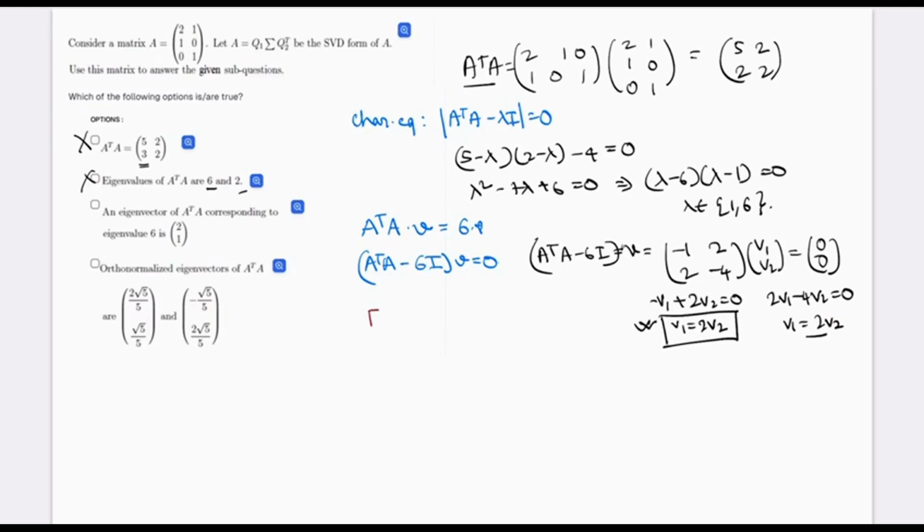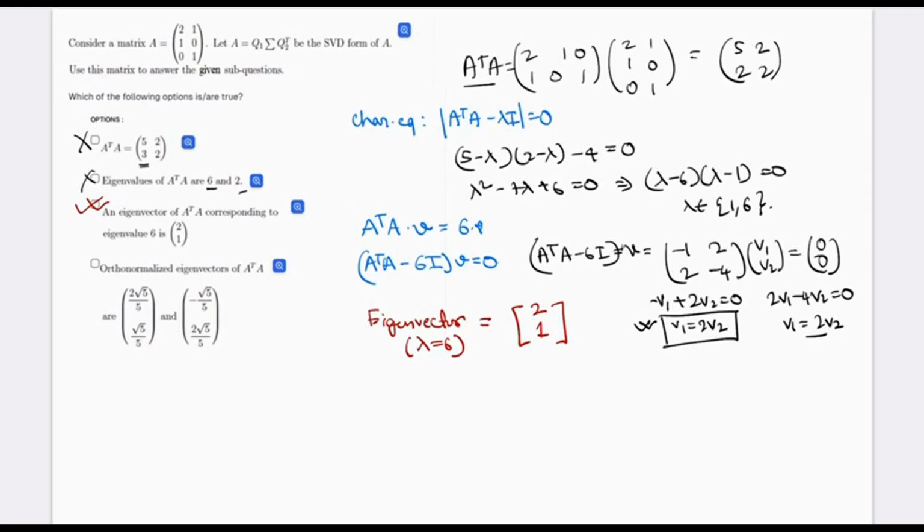So essentially we have only one condition, which says V1 is equal to 2V2. So the eigenvector corresponding to lambda equal to 6 is given by, see, V2 can be anything. We can choose one of them to be anything. Let me choose V2 to be 1. Then V1 has to be 2 times V2, which means it should be 2, right? So this is an eigenvector.